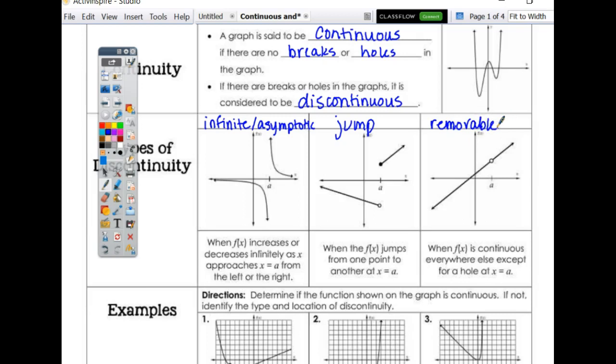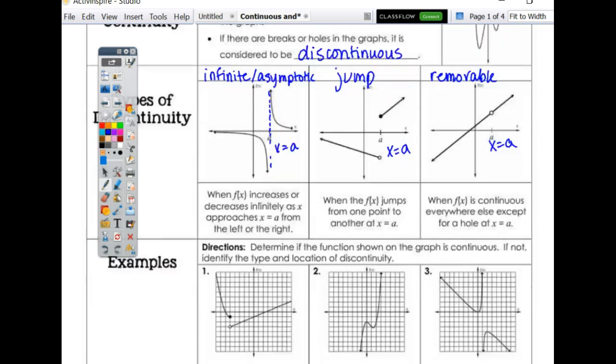And these are all at x equals. So the asymptote would be at x equals a. The jump would happen right here at x equals a. And the hole is at x equals a. Whatever the x equals, that's what is causing our discontinuity. So discontinuity gets caused by the vertical asymptotes. By anything vertical, that's going to cause our discontinuity.